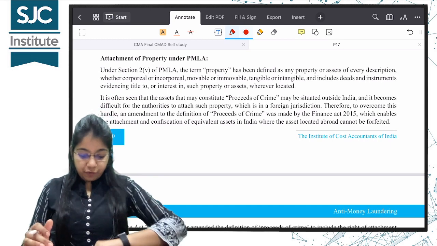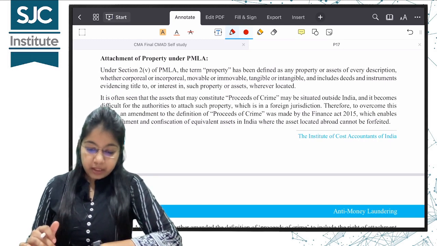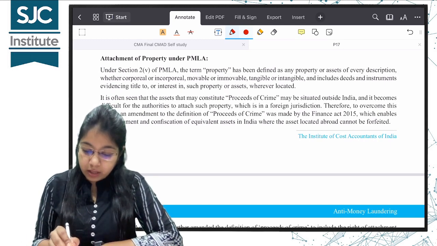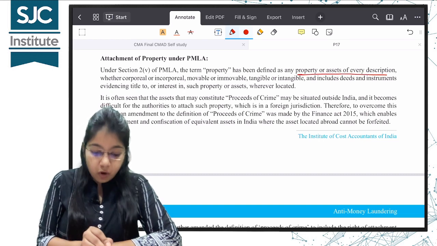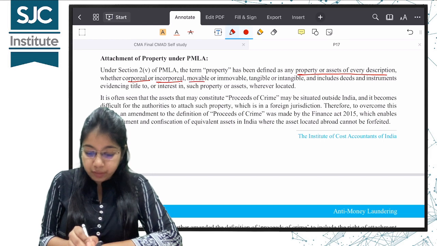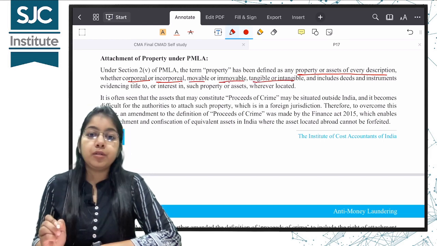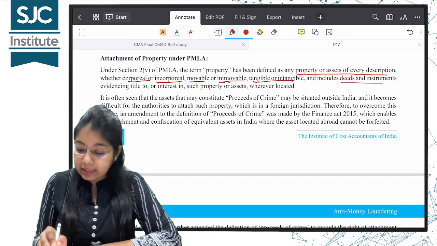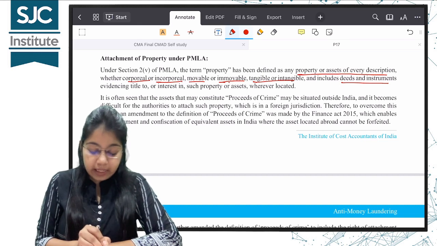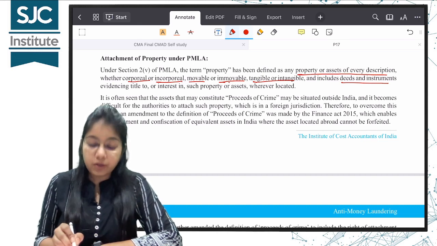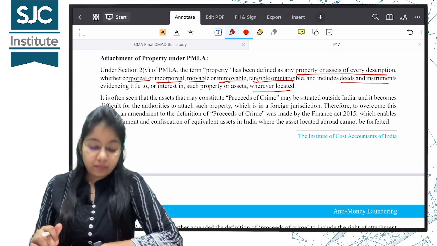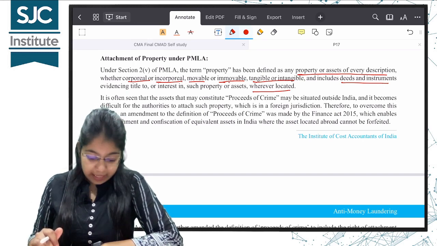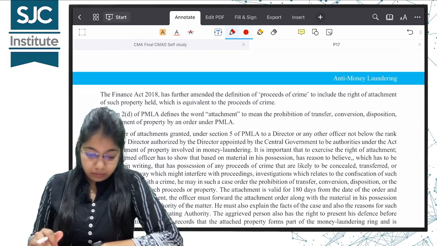Next is attachment of property. Now what is property here? Property has been defined as any property or assets of every description, whether corporeal or incorporeal, movable, immovable, tangible, intangible. It includes deeds and instruments evidencing title to or interest in such property or assets wherever located. Okay. So what is attachment of property here?